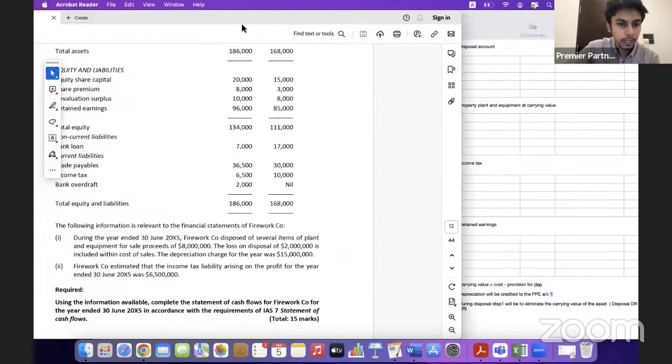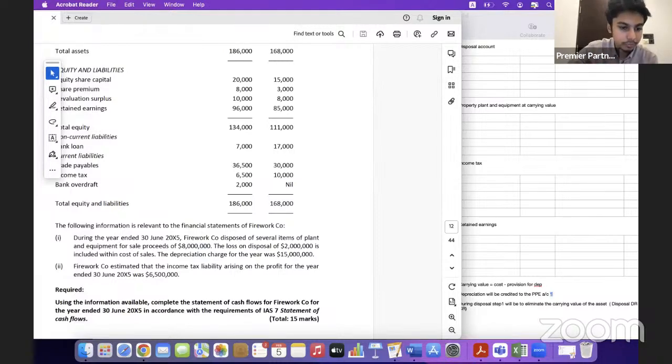Number one: during the year ended 30th of June 2005, Firework Corporation disposed of several items of plant and equipment for sales proceeds of 8 million. Okay, now guys, what happened here? They disposed and they got 8 million cash. Sales proceeds means what we got.